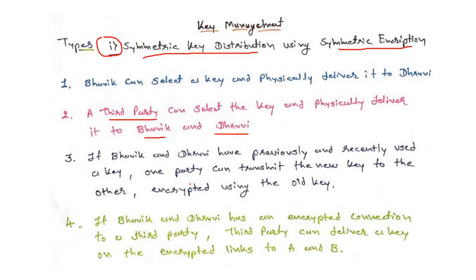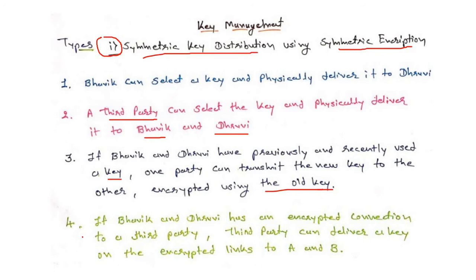Get it? In terms of network security, whatever the previously and recently used key is, that is our original key, and here we are generating the duplicates, like one party can transmit the new key to the other encrypted using the old key. Encrypted using the old key means we are generating one duplicate key in our real-time use. Same thing, we can do this type of activity in network security.